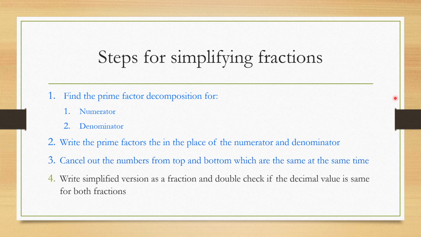So the fourth and final step is to write the simplified version as a fraction and double check if the decimal value is the same for both fractions. When I say both fractions, the first fraction is the one you actually start off with, and the second fraction is the one that you finish with, the simplified fraction. So you just need to divide those two numbers together and see if you get the same answer. Lastly, let's look at some examples.